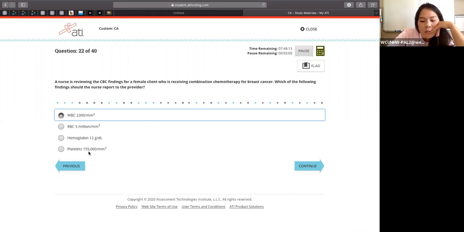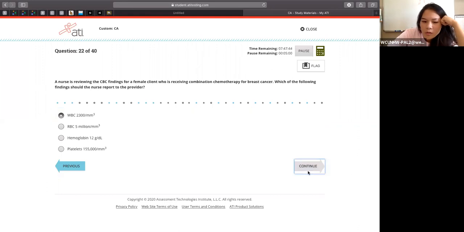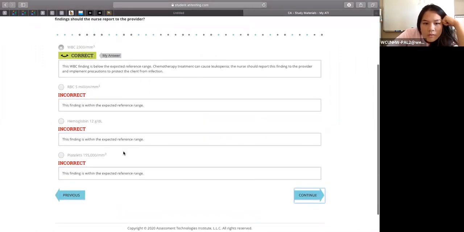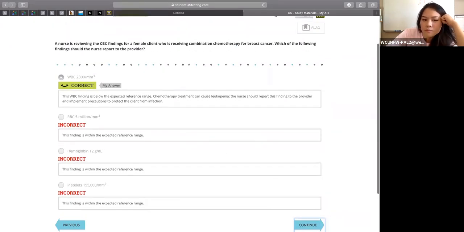And platelets, bleeding will start around below 10,000. But for a regular platelet count, I think it's 150,000 to 300,000. I think that's the normal, but I could be wrong. Oh, it doesn't say. But yeah, it's this one because their white blood cell count is very low. Remember this, I think I saw this question on the quiz.